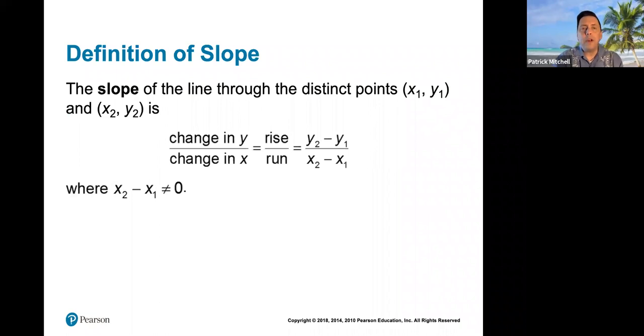Starting with slope, remember that the slope of a line through the distinct points (x1, y1) and (x2, y2) is given by this formula. You can think of it as the change in y over the change in x, or the rise over the run, and it's (y2 minus y1) over (x2 minus x1), the difference in the y's divided by the difference in the x's. And of course, for that expression to make sense, x2 minus x1 cannot equal 0 because you're not allowed to divide by 0.